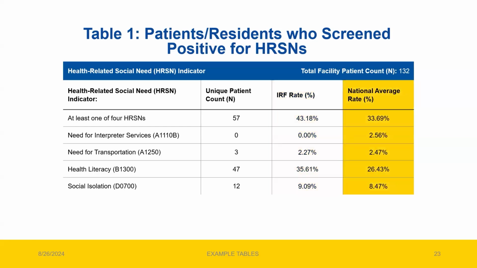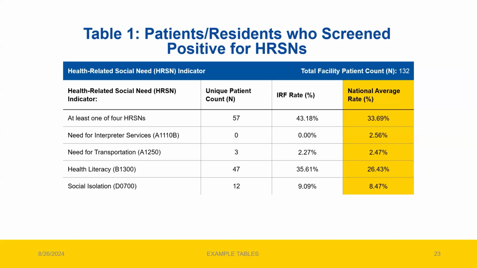Lastly, the fourth column in Table 1 displays the average rates of IRF providers nationally for the overall HRSN indicator and for each of the 4 individual HRSN indicators. As a reminder, the state average column is also present in reports for home health agencies. Because this example is for IRF, however, the state average rate column is not present. What the results in column 4 show is that nationally, 33.69% of IRF patients screened positive for at least one HRSN in the defined performance period.